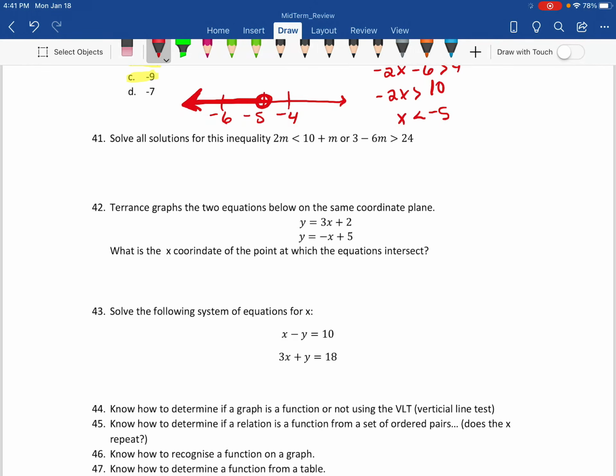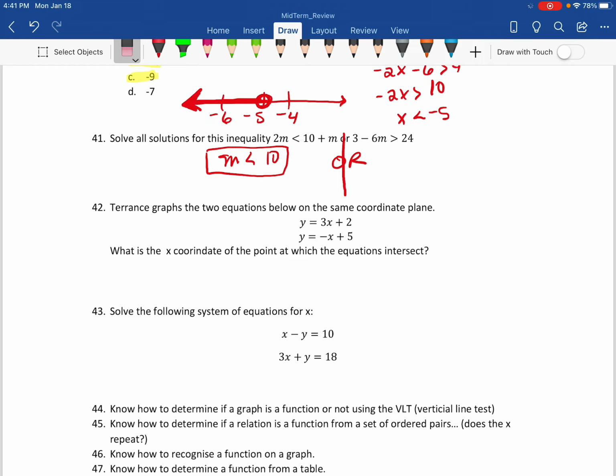All right, hopefully we're going to go ahead and finish up these videos. So question number 41, solve all the solutions for this inequality. Now remember, this is an OR statement, so you're going to treat them as two separate inequalities. So this is just going to become m is less than 5. Not 5, 10. That one's easy.